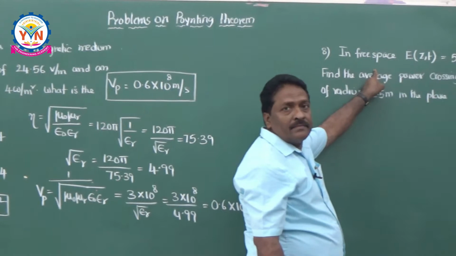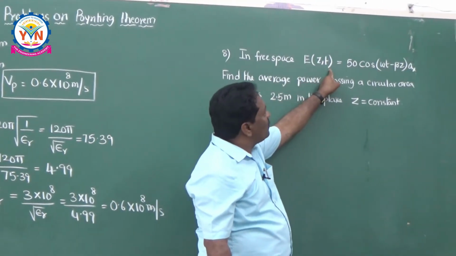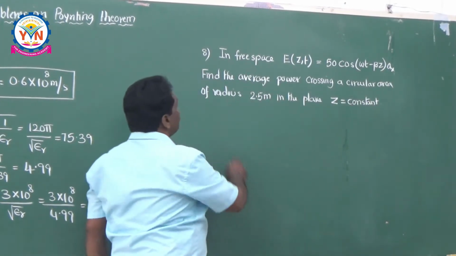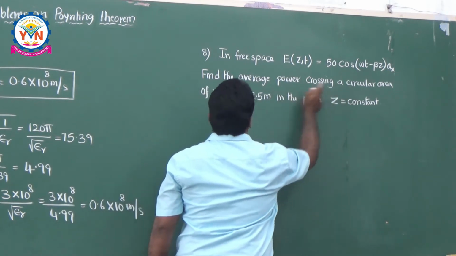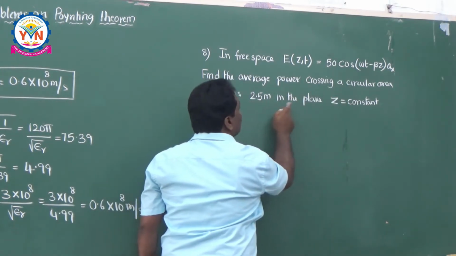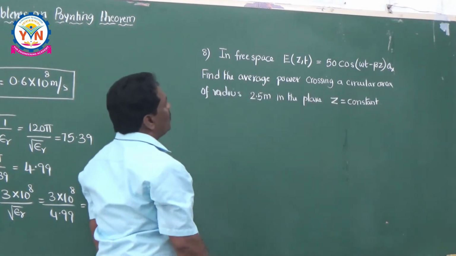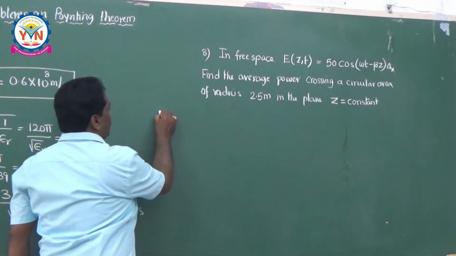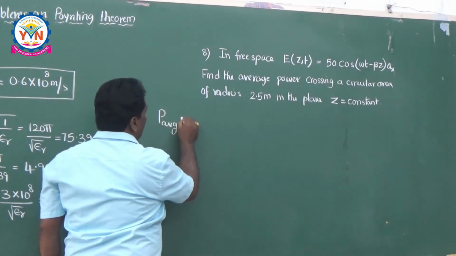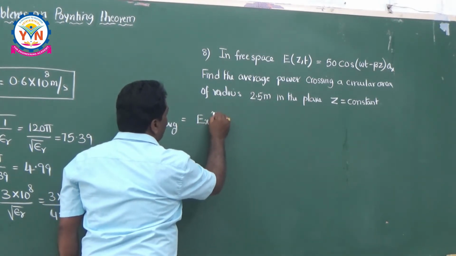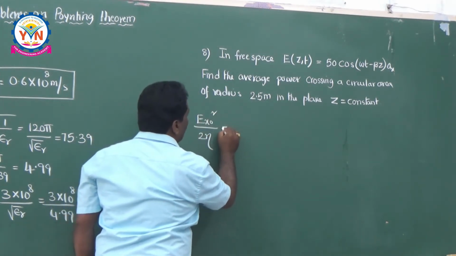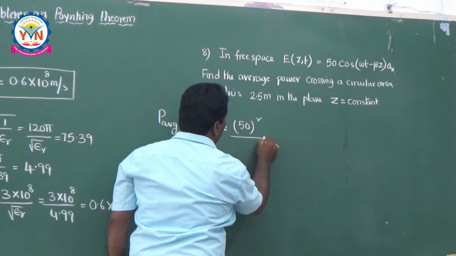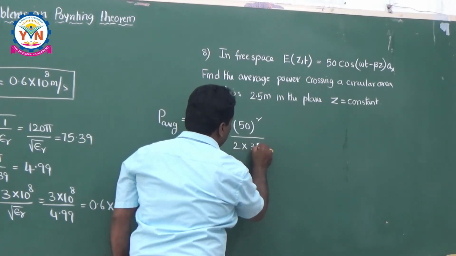In free space, E of z comma t is equal to 50 cos of omega t minus beta z ax volt per meter. Find the average power crossing a circular area of radius 2.5 meters in the plane z is equal to constant. So what is it asking? He is asking the average power. As usual, P average is equal to Ex naught square divided by 2 eta. Ex naught here is 50, so 50 whole square divided by 2 into eta. Eta in free space is 377.